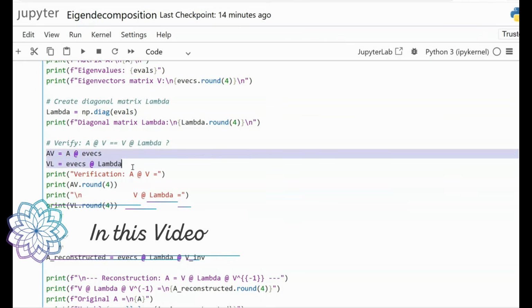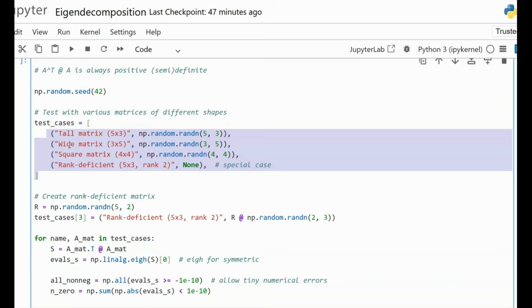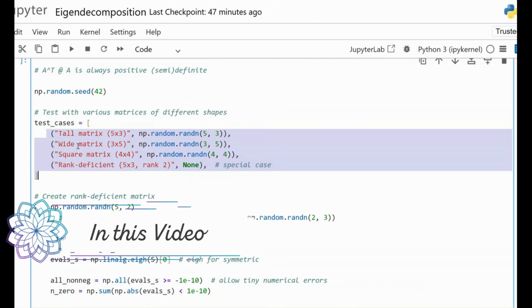So here it is the core identity, that is AV, which is equal to V multiplied by lambda. So when we make it mathematically, kindly just observe, V, of course, we have two vectors, V1 and V2. So, a tall matrix or wide matrix, a square matrix and rank deficient.